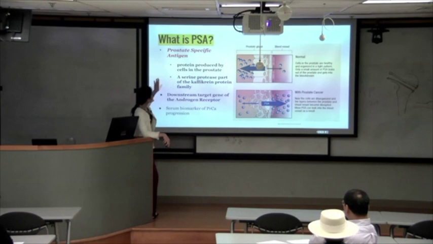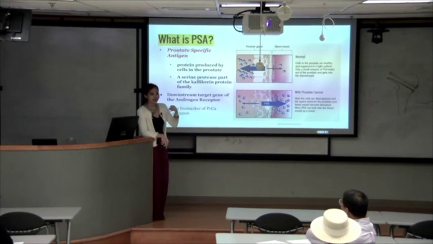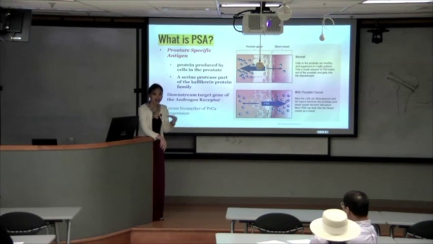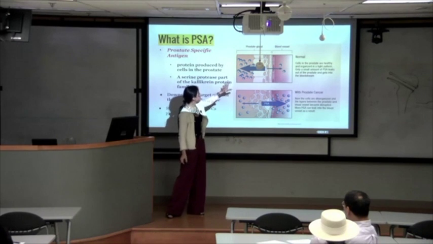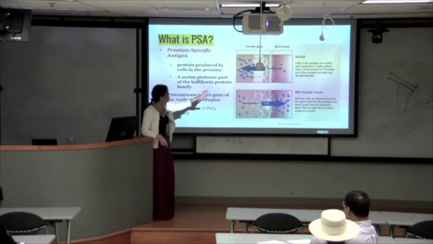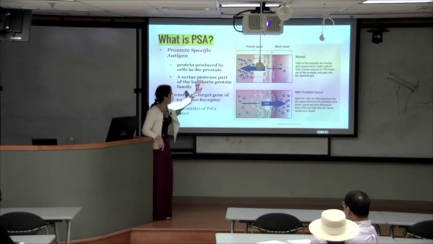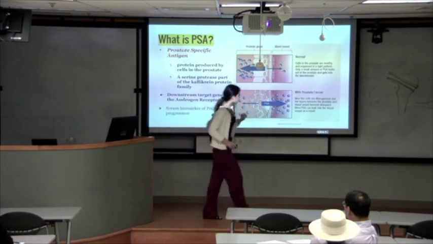The PSA is the prostate-specific antigen. It is a serine protease protein that's secreted or produced by the prostate cells. This schematic diagram here represents what you would see in a cross-section of a prostate gland in a normal prostate and then with cancer. So we move over here.